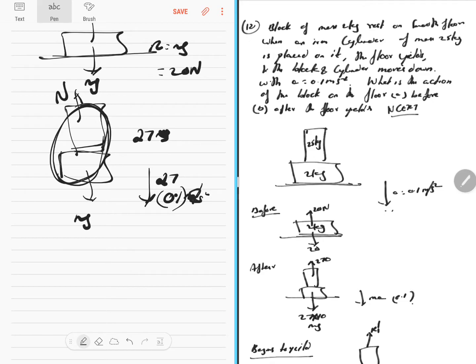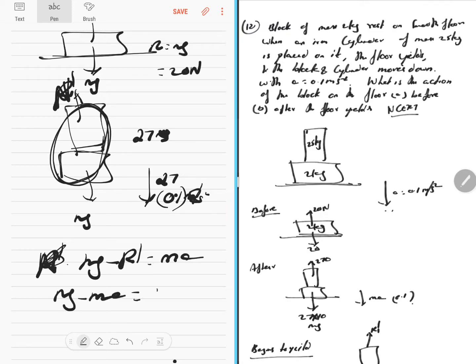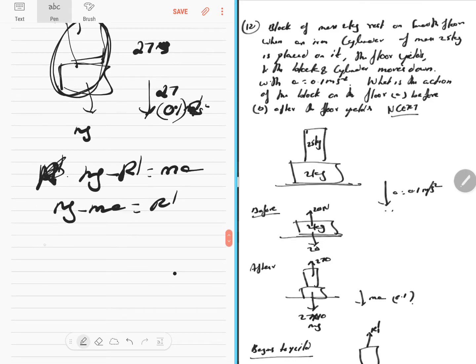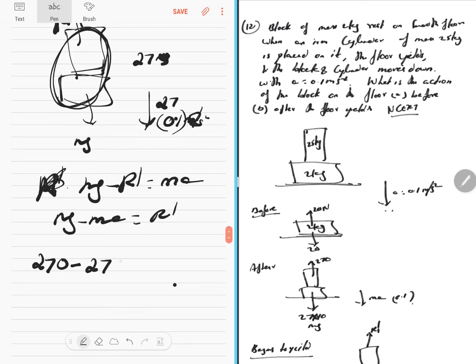Yeah, and so let's write this new normal reaction. We can call it r dash or whatever. mg minus r dash will be responsible for mass into acceleration. So mg minus ma is equal to r dash. So mg is nothing but 270 minus ma, which is 27 into 0.1, which is 270 minus 2.7.